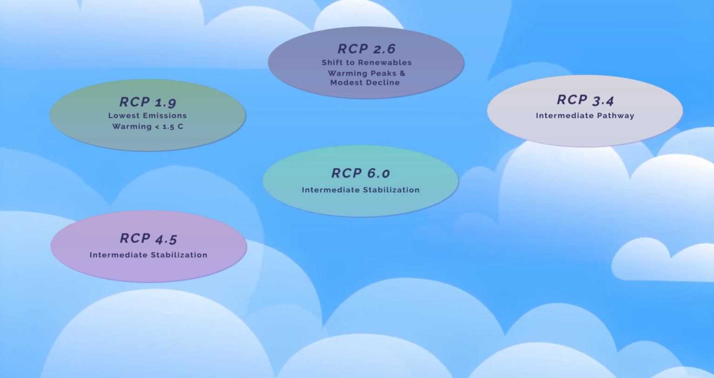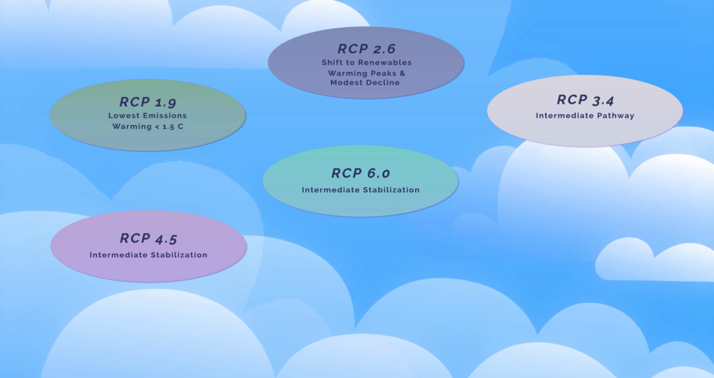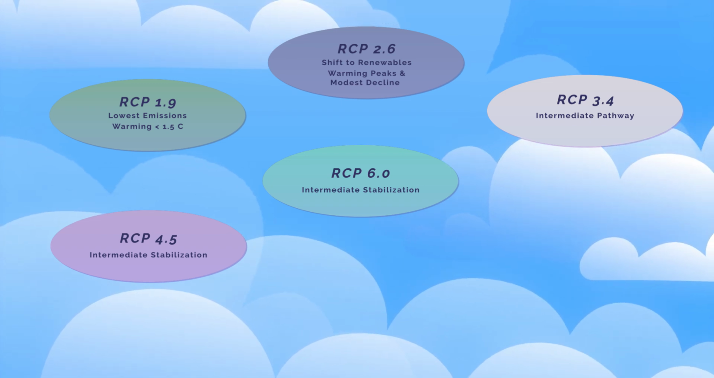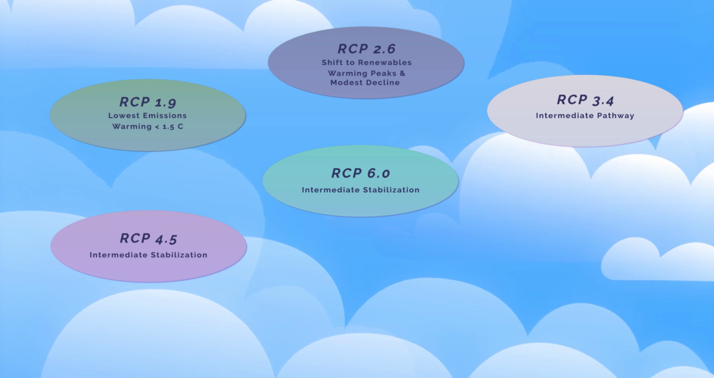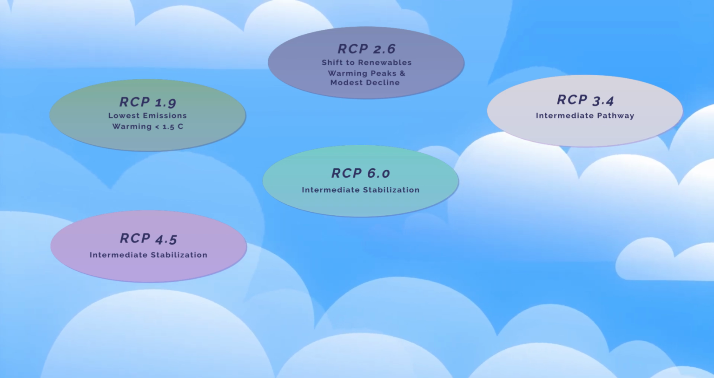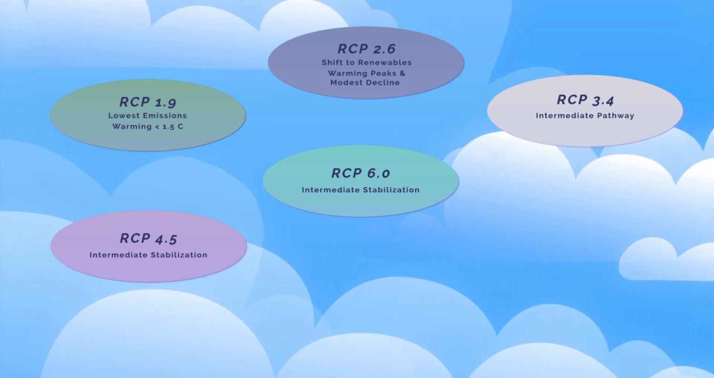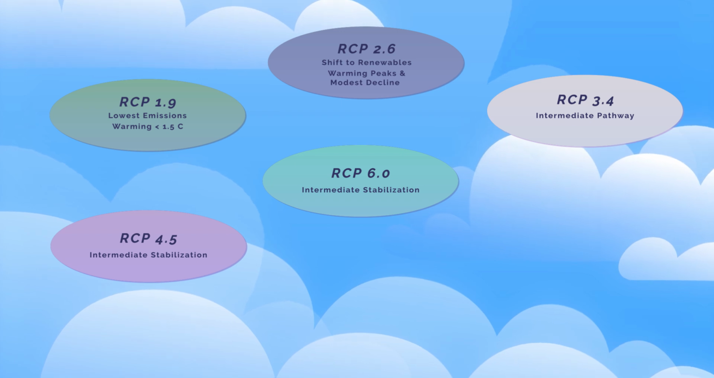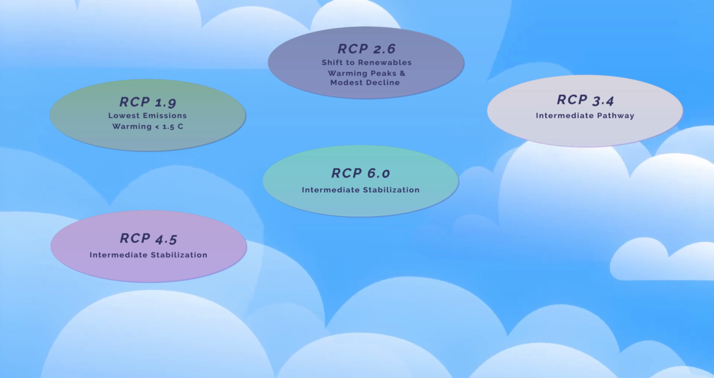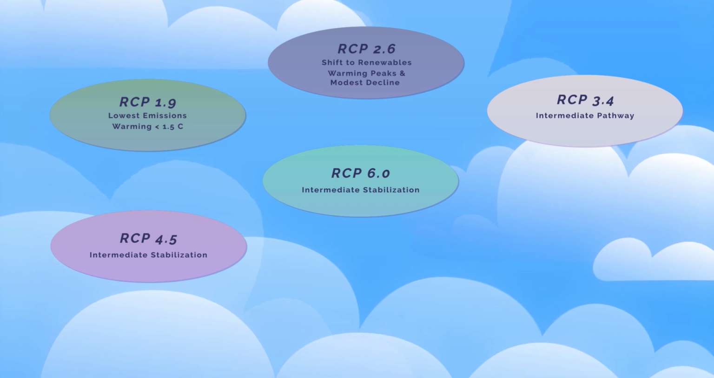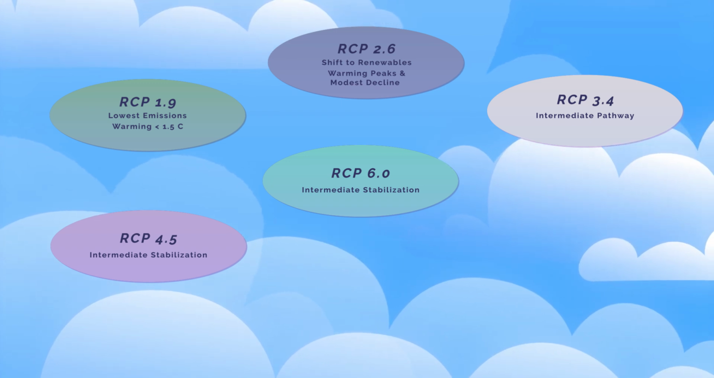RCP 6.0. Yet another intermediate stabilization pathway. Radiative forcing is stabilized at about 6.0 watts per square meter after 2100. These last 3 RCPs contemplate humankind taking actions that result in stabilizing and reducing greenhouse gas emissions. This assumption is embedded in the scenarios.